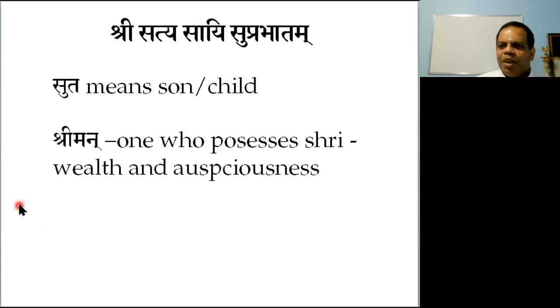The next two words, Ishvaramba, we covered. Suta means child. The next word is Shriman. The Shri we are all familiar with. We have already seen it twice. Man means one who possesses Shri. Shri, I've just put two words here, wealth and auspiciousness. Swami has talked a lot about Shri.